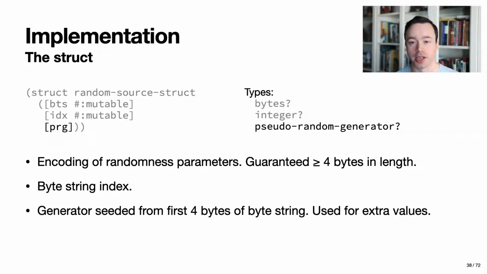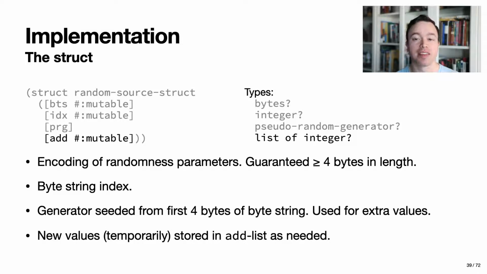Third is the PRG, a Racket standard pseudorandom generator. This pseudorandom generator is seeded with the first 4 bytes of the byte string that we mentioned previously. If there are enough random generation events to exhaust the byte string, which is, after all, finite in length, further values will be generated using this pseudorandom generator. It's crucial that this generator's seed is recorded in the byte string because this ensures that reruns with a limited byte string are deterministically consistent with one another.